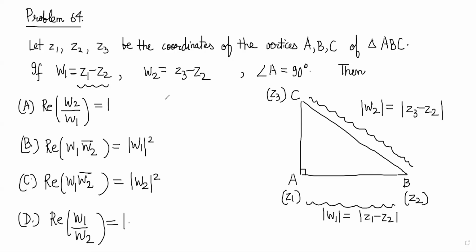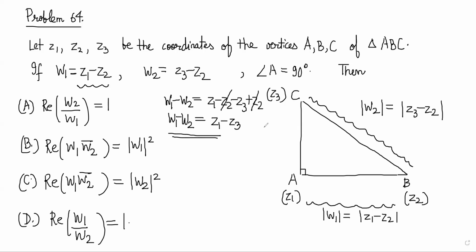So actually if you calculate W1 minus W2, that would be what? Z1 minus Z2 minus Z3 plus Z2. So that will be Z1 minus Z3, right? Because Z2 and Z2 will get cancelled. So W1 minus W2 is equal to Z1 minus Z3. So this side, AC, is mod of W1 minus W2, right? So we know all the side lengths in terms of W's. One of them is mod W1, one of them is mod W2, and one of them is modulus of W1 minus W2, right?